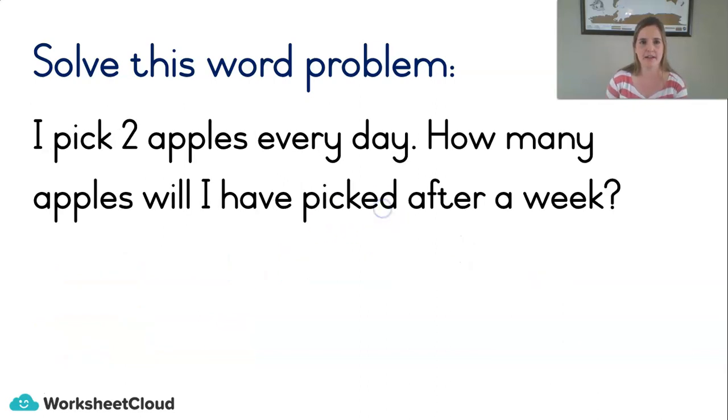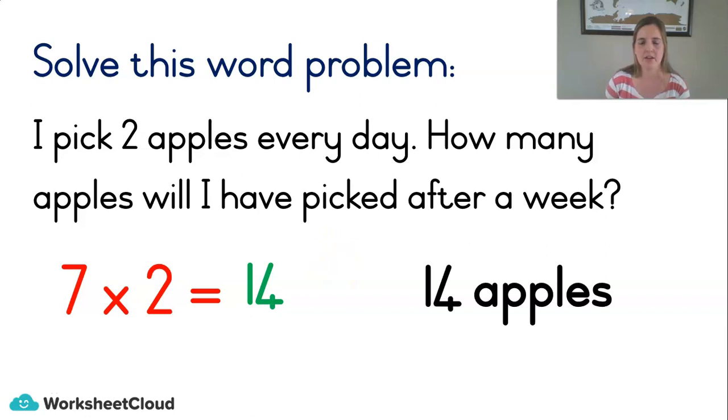Well done, let's try another one. I pick 2 apples every day. How many apples will I have picked after a week? Teacher Di, you're trying to trick us. Now we have to think, how many days in a week? 7 days in a week. Right, not too tricky. And you pick 2 apples every day. Or how can we say it in a multiplication kind of way? How many groups of 2? 7 groups of 2. And we remember that 7 times 2 is 14. So how many apples will I have picked after a week? 14 apples. We're getting really good at these.